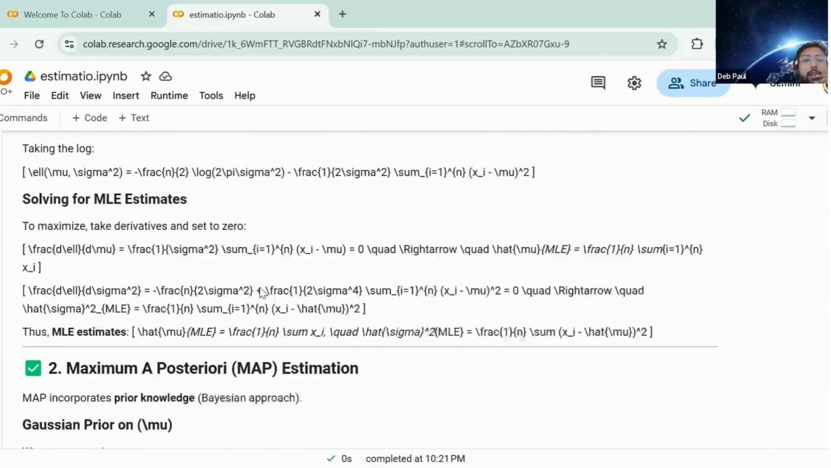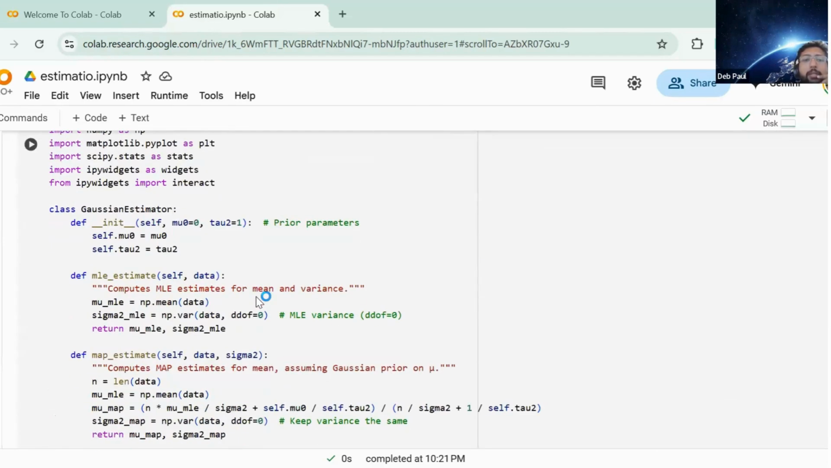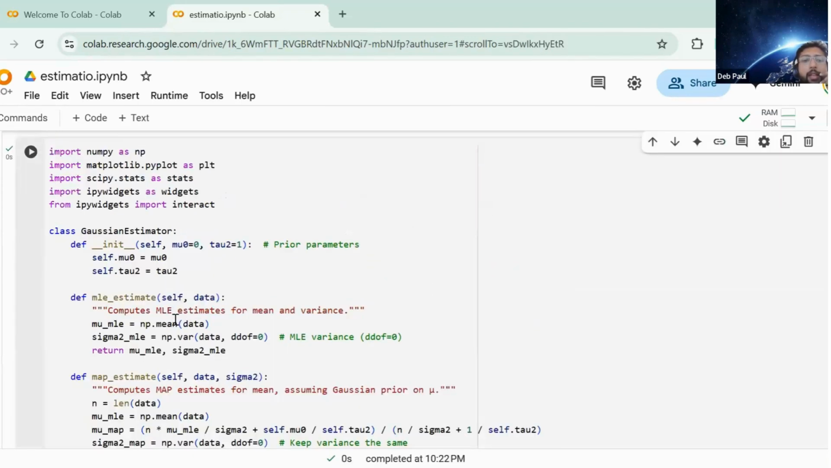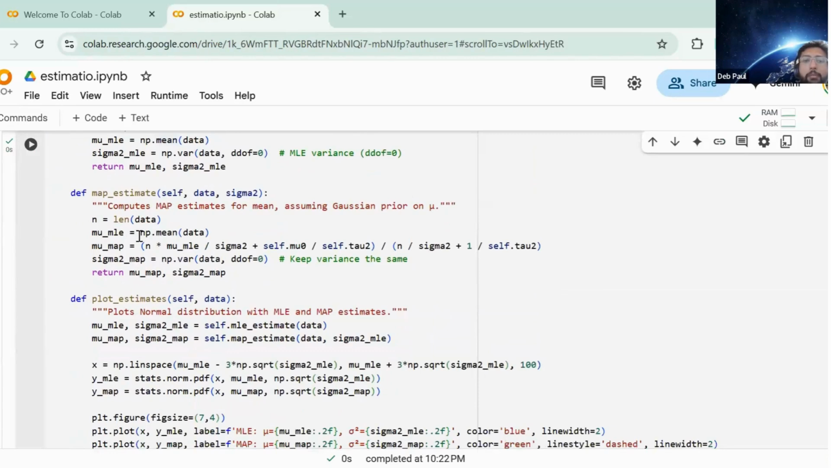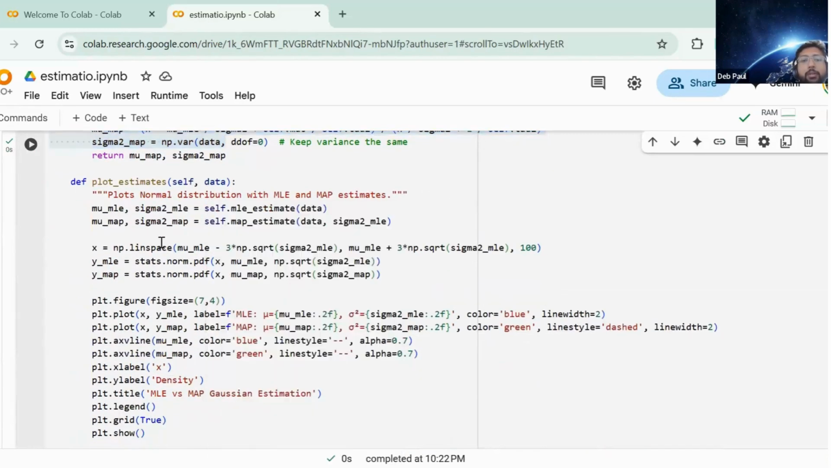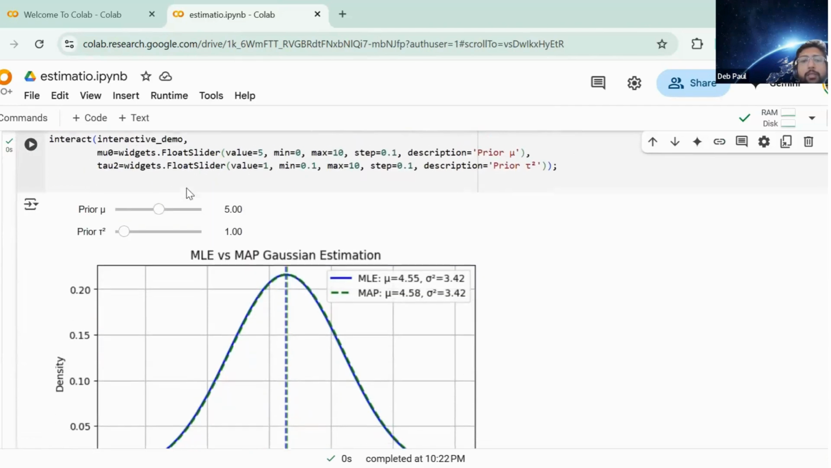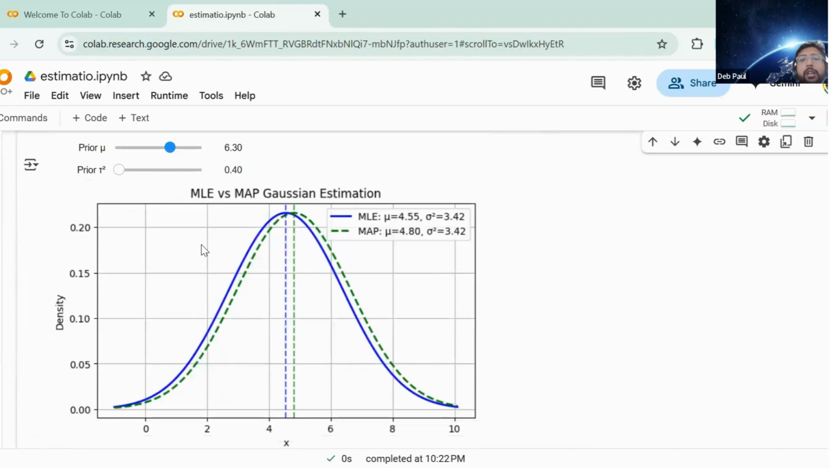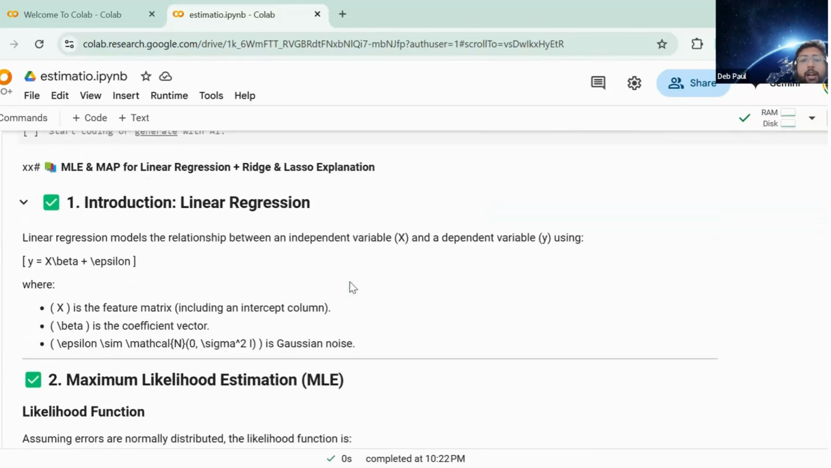And then we have a maximum likelihood estimate for the Gaussian estimator, with some prior, so there's a MAP, and the same MLE as for the binomial. You can change the prior, and I can see how this distribution changes.